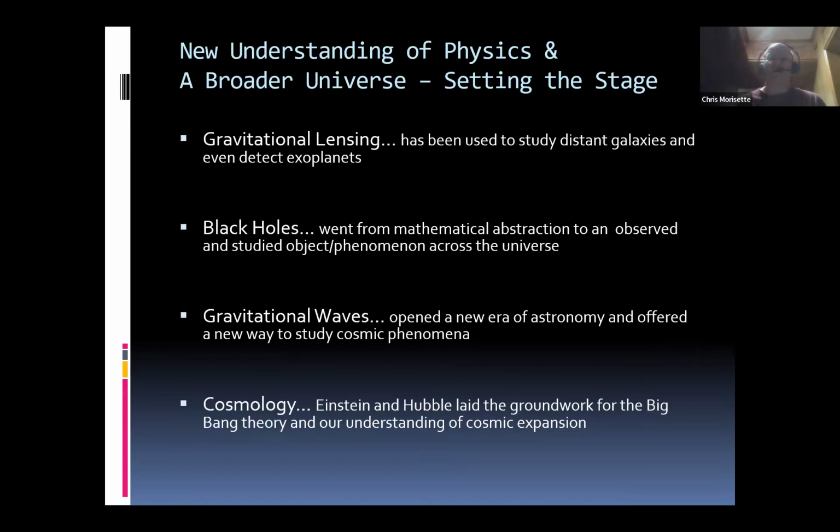Gravitational lensing has been used to study distant galaxies and even detect exoplanets, because now you can see something that's behind a massive object like a giant galaxy. Black holes went from a mathematical abstraction to an observed and studied phenomenon across the universe. Gravitational waves have opened up a new era of astronomy and offered a new way to study cosmic phenomena. And with respect to cosmology, Einstein and Hubble laid the groundwork for the Big Bang theory and our understanding of cosmic expansion.